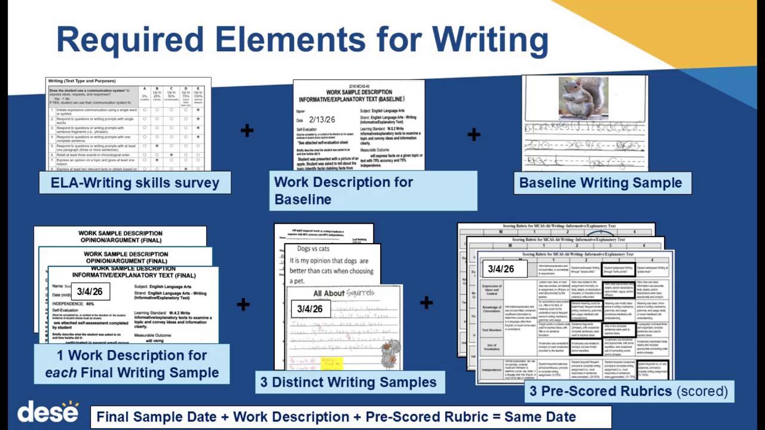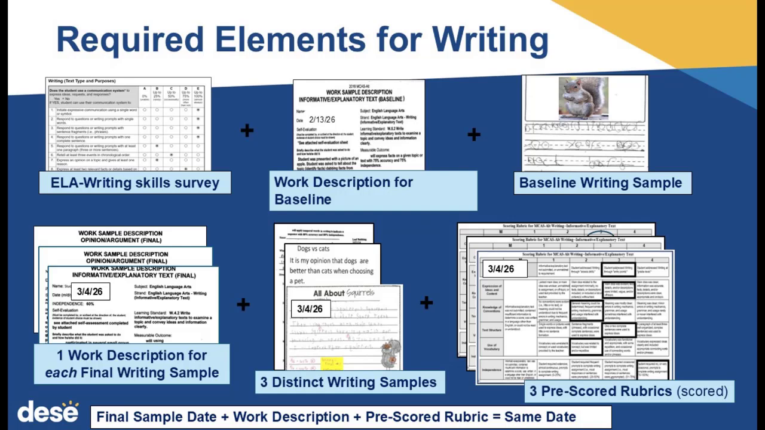Then we have 3 work description labels, right? One for each of the final writing samples. And in the middle, we have the 3 distinct writing samples. And then to the right of that, you have 3 pre-scored rubrics.